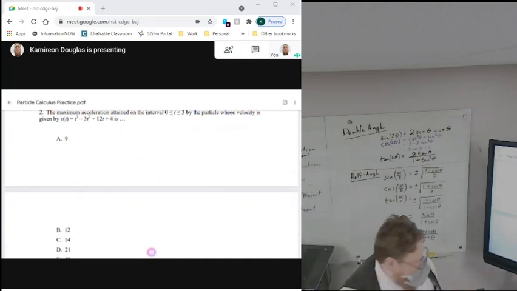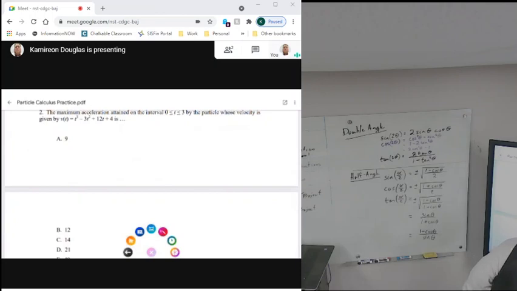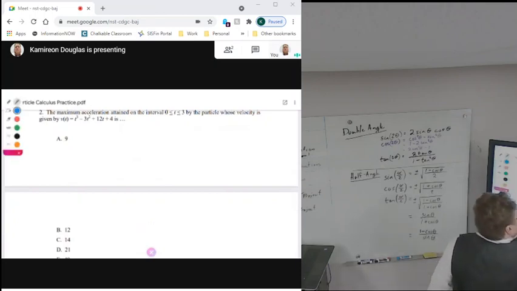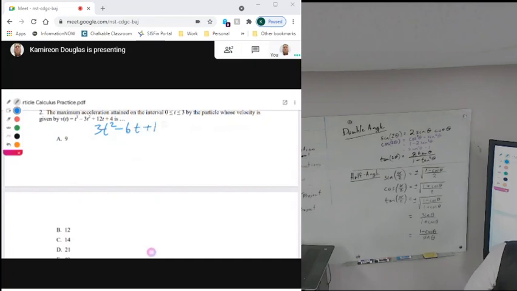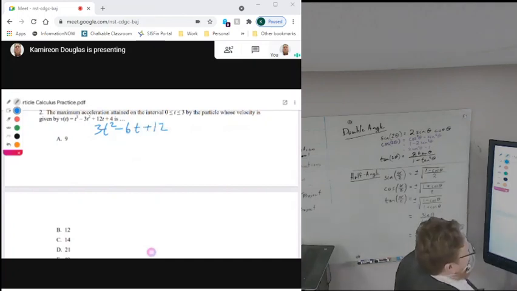So for this problem, let's go ahead and walk through it. Take that derivative for me. It's a pretty easy derivative. 3t squared minus 6t plus 1. Plus c. No! Don't be that guy.